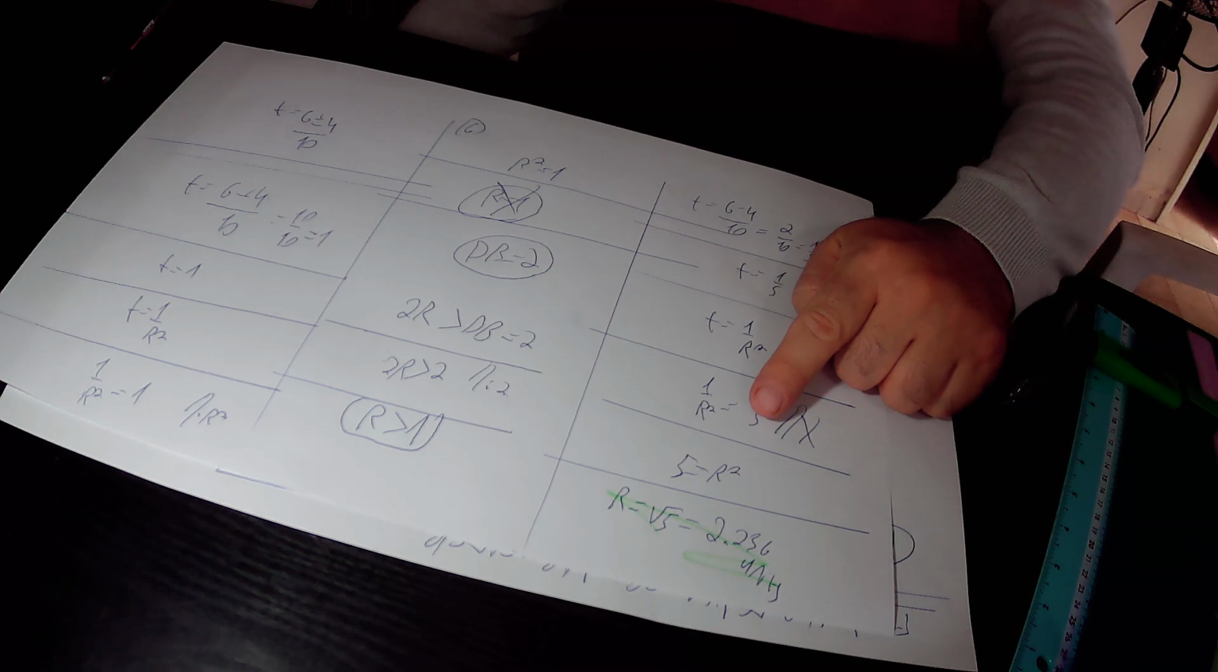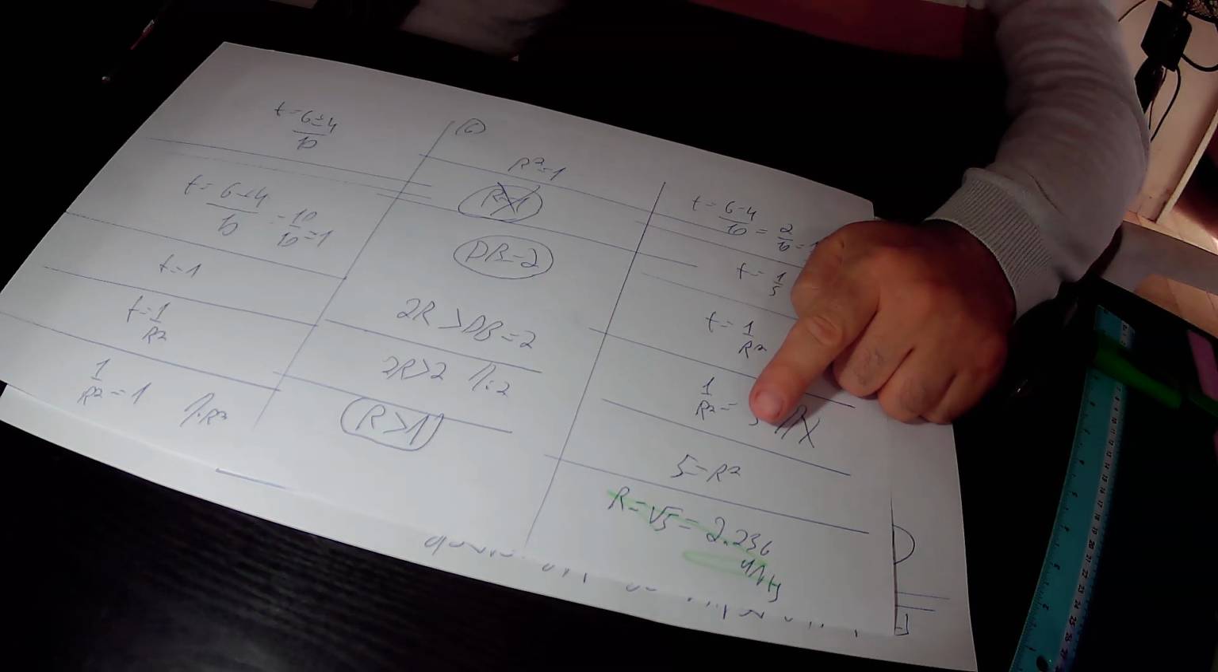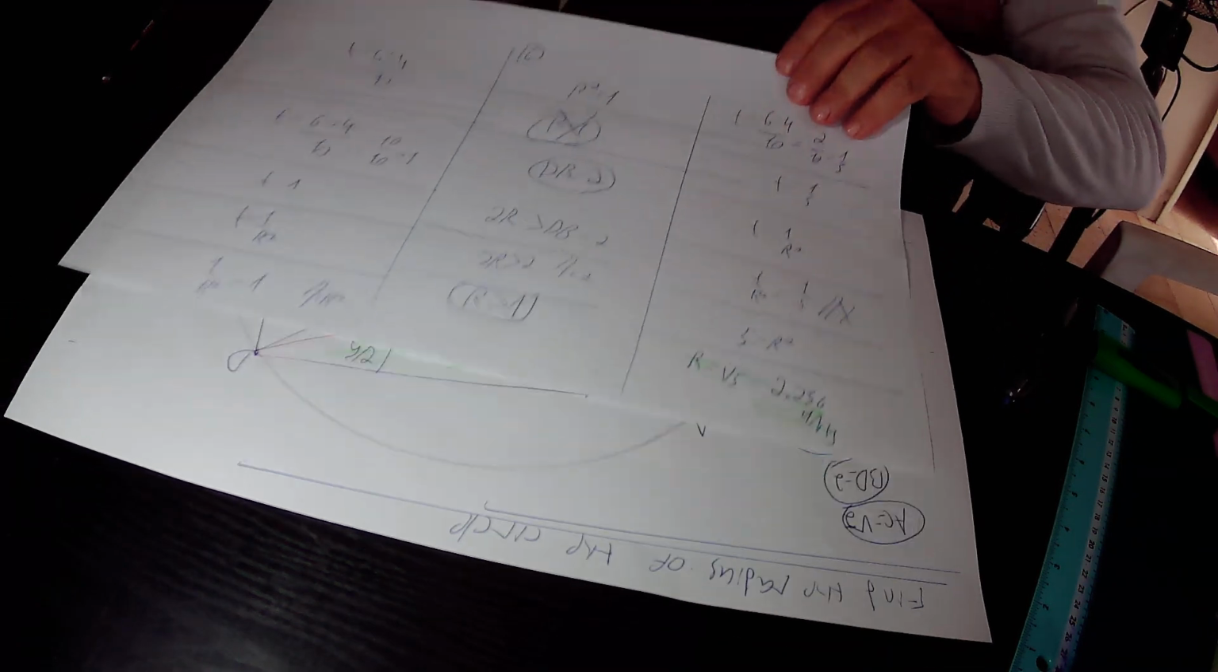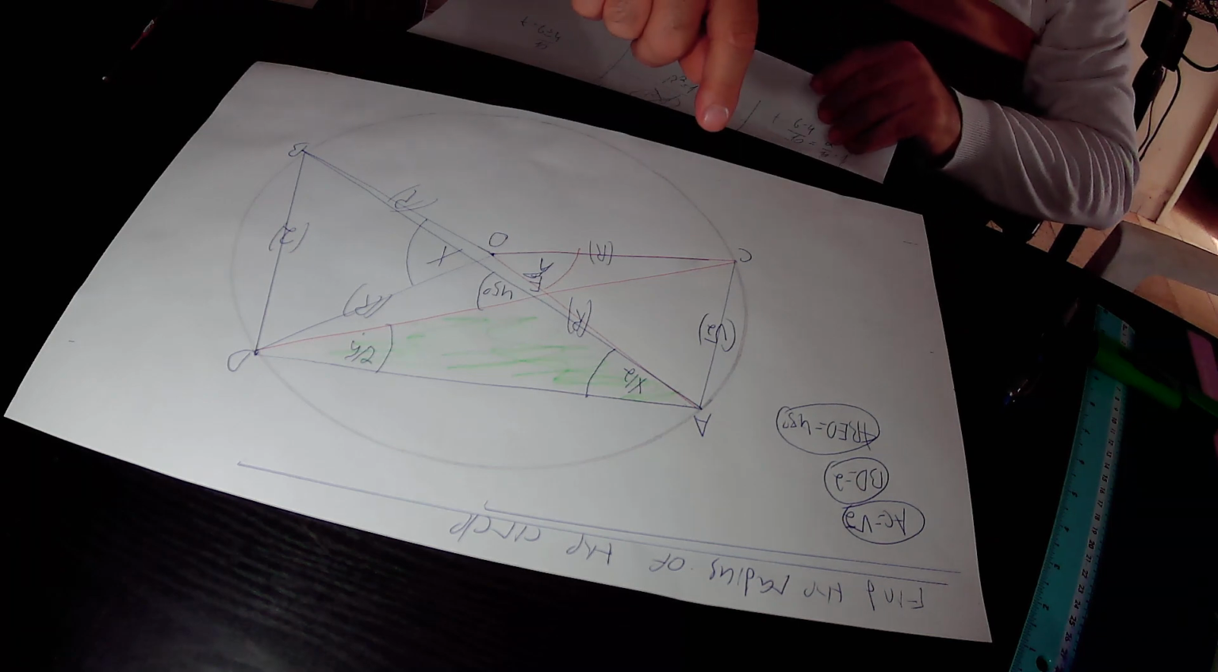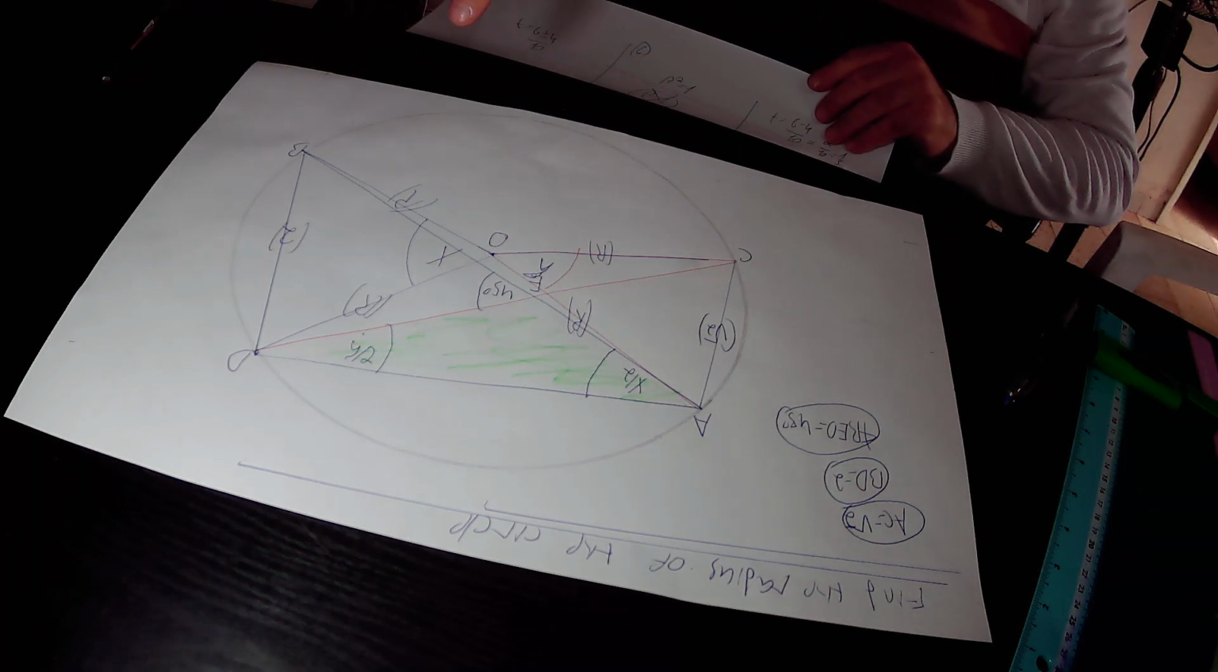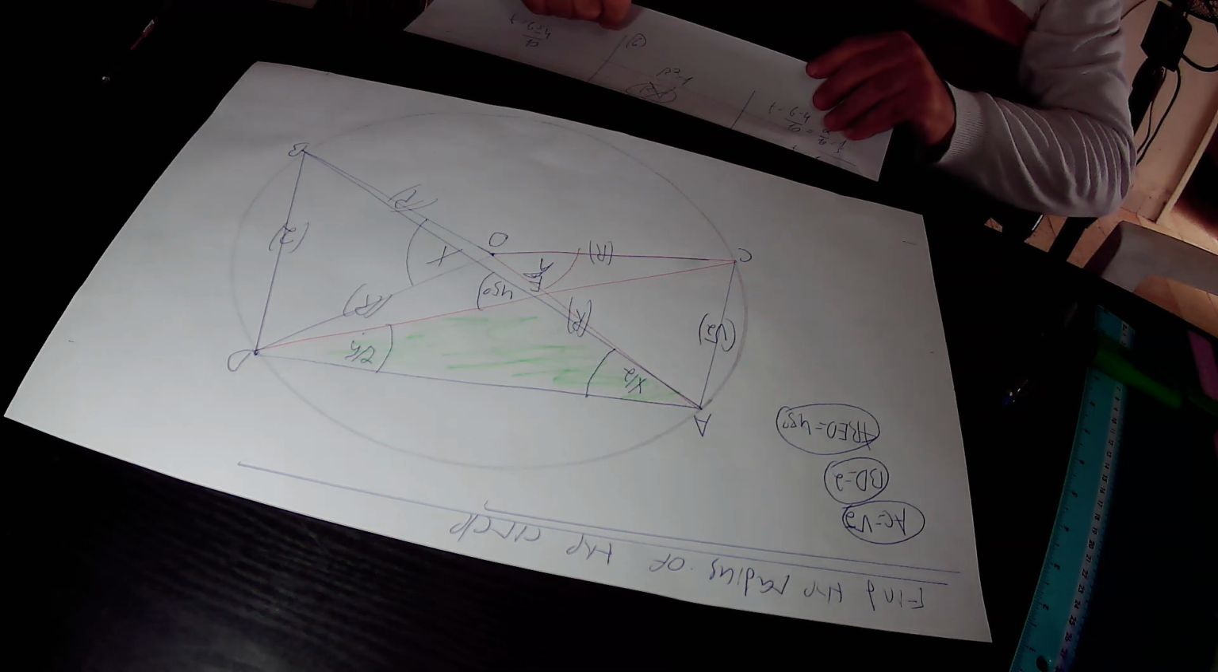Taking the root of this expression, we find that the radius r of this circle equals the square root of 5 units in length, or in terms of numbers, it equals 2.236 units in length. Okay?